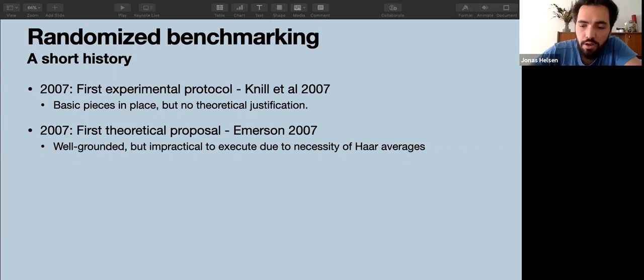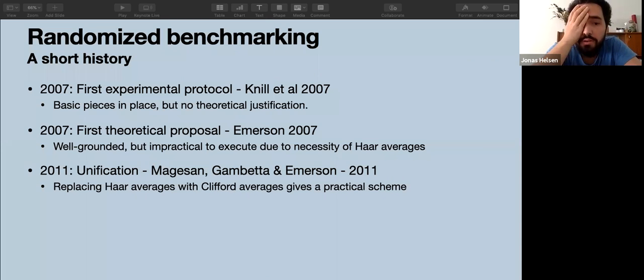And then the real magical moment came a few years later when Magesan, Gambetta, and Emerson realized that you could replace those Haar averages with just averages over the Clifford group. I'll tell you later why all of these averages work and why they're needed. But for now, think of them just as little pieces that you can move in and out. And removing these Haar averages and replacing them with Cliffords made something that was really impractical into something that could actually be done. Now we do these kinds of things all the time, right? It's called design theory, and we're blasé about it. But 10 years ago, this was a small revolution in experimental techniques.